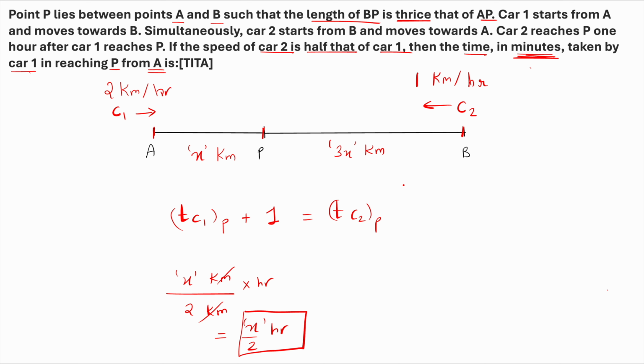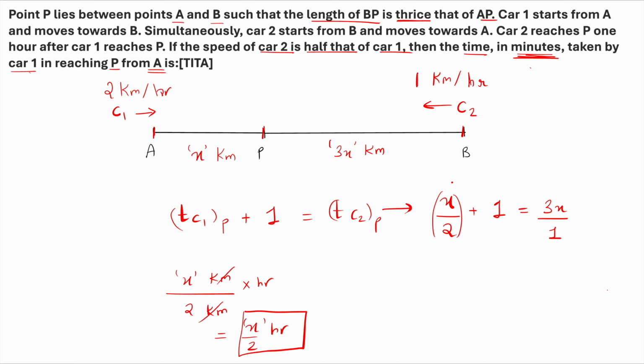Okay. So let's start solving, guys. We use this given equation. Time taken by car C1 to reach point P is actually x by 2. We have discussed it right now. The distance it covers is x to reach from A to P, and its speed is 2. So time taken by car 1 to reach from A to P is x upon 2 hours, plus 1 hour is equal to the time that car 2 takes to reach from B to P. The distance it covers in the process is 3x, and its speed is simply equal to 1. So time is distance upon speed, 3x kilometers upon 1 kilometer per hour. The time is 3x upon 1 hours.